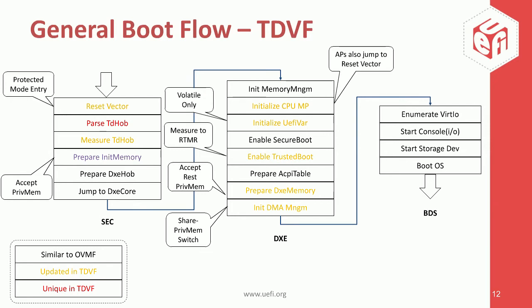Once the TDVF gets the memory location from the TD HOB, then the TDVF SEC phase can initialize the private memory. And then it can prepare the PI DXE HOB, locate the DXE core, and jump to the DXE core. In DXE phase, the TDVF does the regular DXE initialization. For example, it initializes the memory management, the CPU multiprocessor, and the UEFI variable.